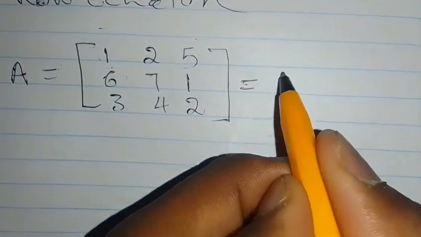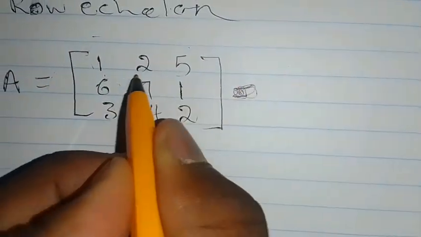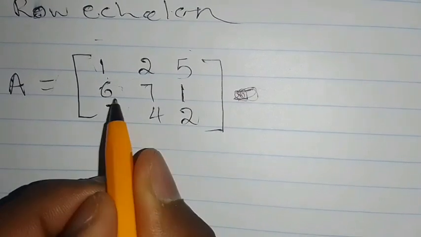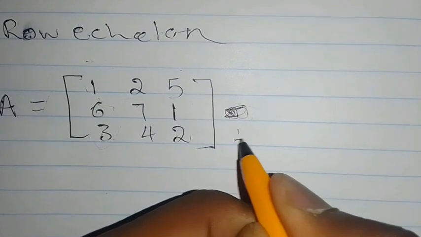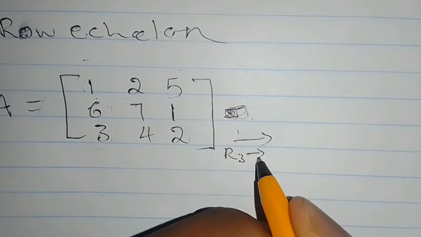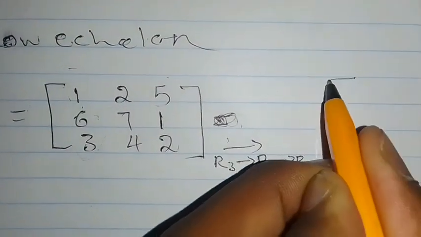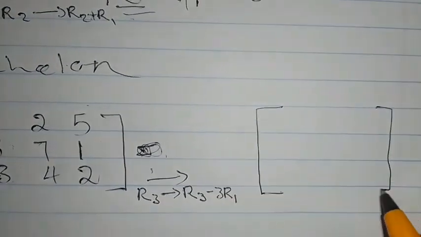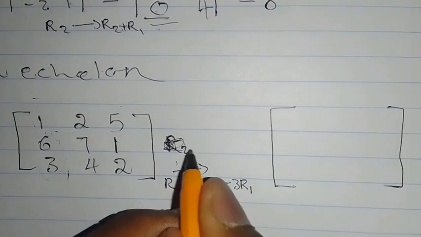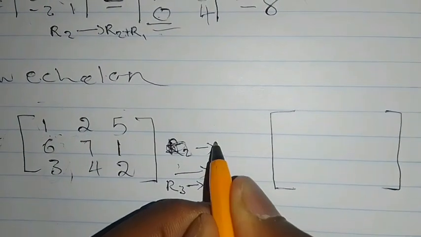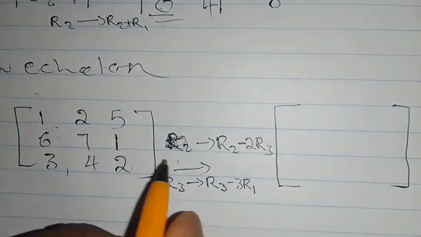So we can then say, okay, let's start by obtaining a 0 here. We can say replace row 3 with row 3 minus 3 row 1. If we do that, then we're going to obtain a 0 here. And then if you want to obtain a 0 here, we can say replace row 2 with row 2 minus 2 row 3. And then let's just keep row 1 the same.